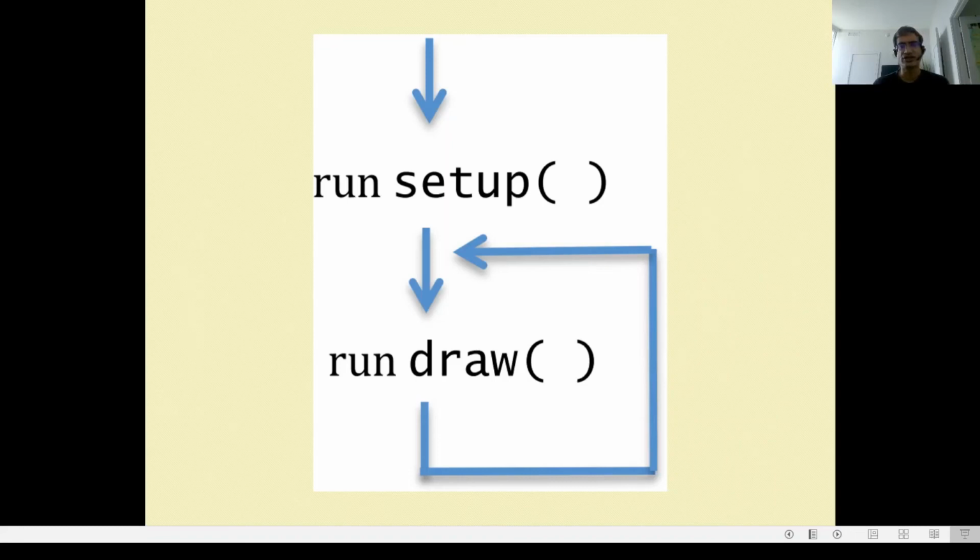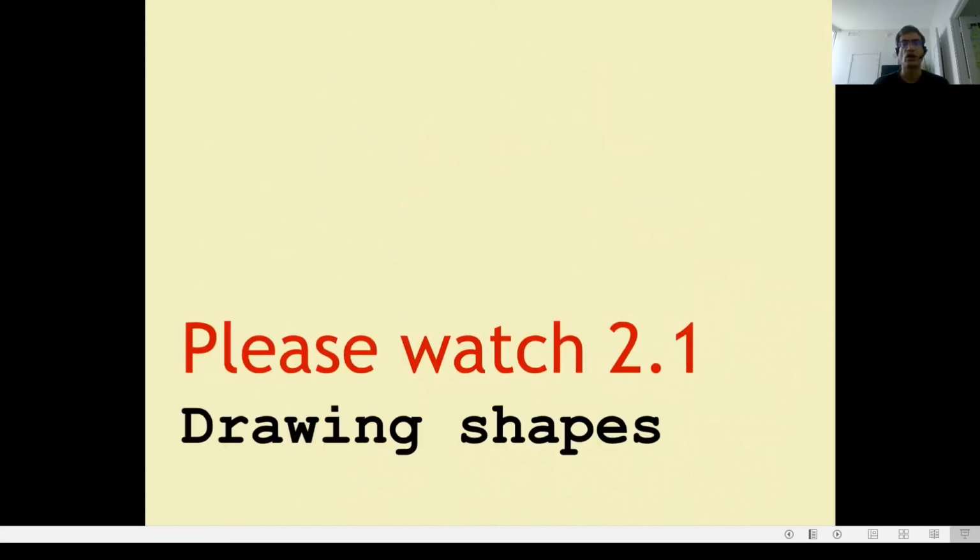You can run your setup. Processing will run setup once, and then it will run draw forever. Okay, so these are just the two concepts. Function setup runs once, function draw runs once per frame.